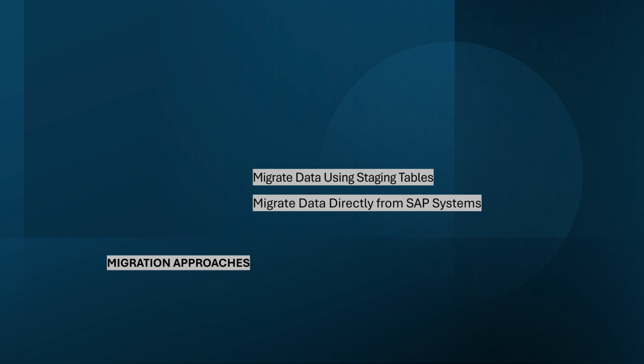The second approach is to migrate data directly from SAP systems, which came out with SAP S/4HANA 1909. This one is only for on-premise systems though. It allows you to transfer data directly from your existing SAP system to SAP S/4HANA, but it's not something you can use if you're on the cloud version.